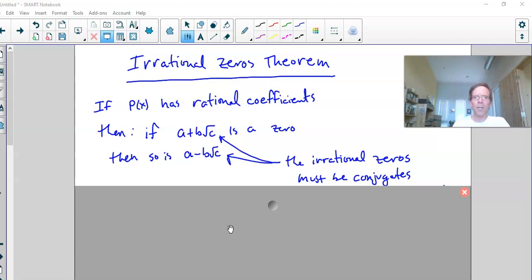It says if the polynomial p of x has rational coefficients, meaning there's no roots in the coefficients, you just see integers or fractions for the coefficients, then if you have this irrational zero, a plus b square root of c, then its conjugate will also have to be a zero. So if you have a plus b square root of c as a zero, then you'll have a minus b square root of c as a zero. All right, let's see how this could be put into practice here. Got an example.